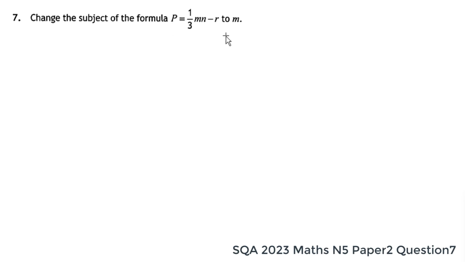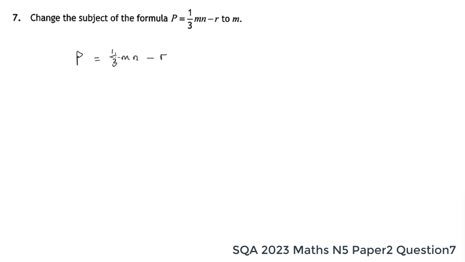So here we're given a formula and we're asked to change the subject of this formula to M. At present, the subject is P. If we wanted to find the value of P, then we would use this formula and plug in values of M and N and R and do all these calculations with M and N and R. We would end up finding P. So the subject of this formula is P.